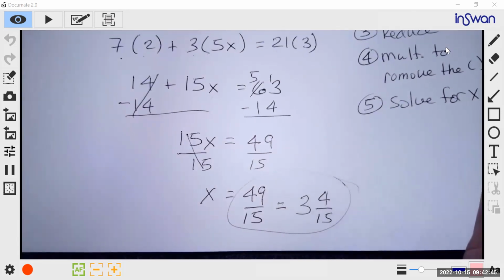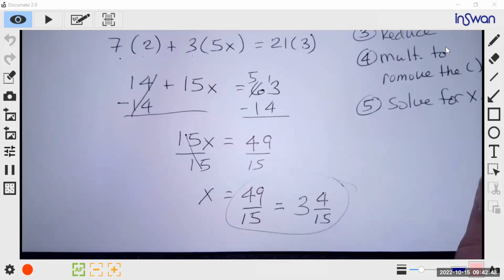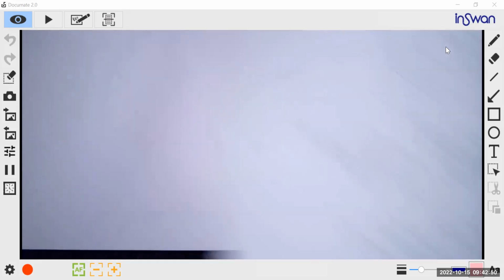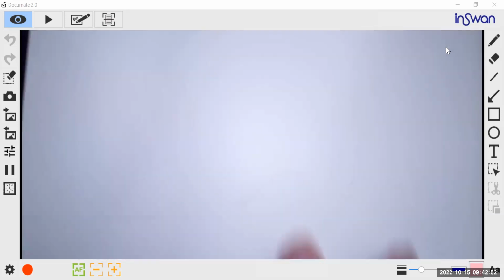All right. But x's are not on the bottom there. Let's put x on the bottom.